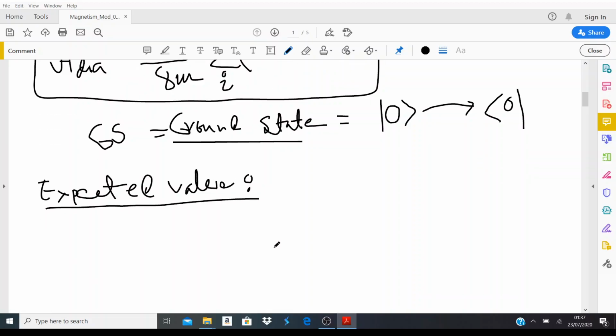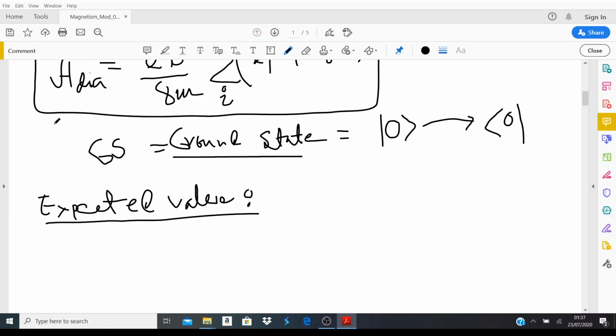For example, you know how to calculate this expectation value given the state and the operator. The idea is the expectation value of this Hamiltonian, right? And this is an energy operator. So let us assume that once we calculate the expected value, it will give us the energy of the diamagnetic atom. That's our assumption.